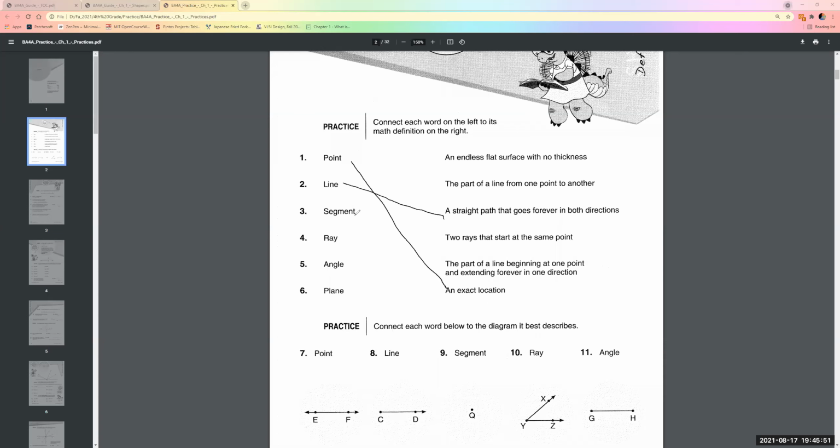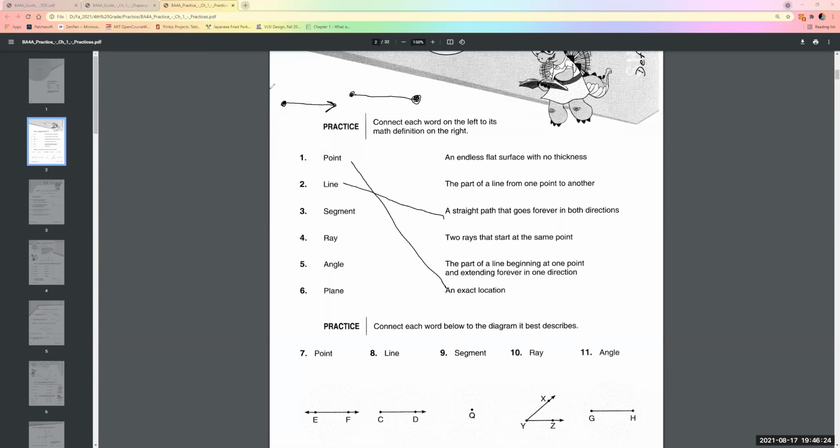So remember, a segment is like this. It will have one endpoint and it'll go on to another endpoint like this. It doesn't extend forever on any side. A ray, on the other hand, goes like this, and it will go forever. Does that make sense? Yes. Okay.